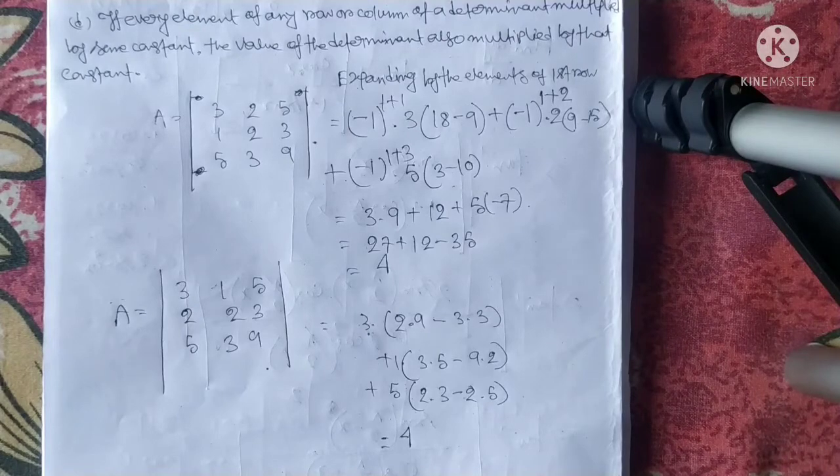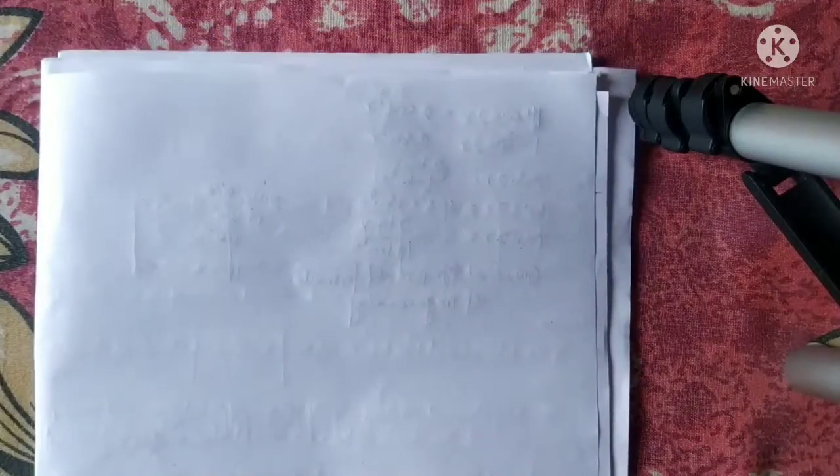The second property is that the interchange of any two columns or any two rows of a determinant changes the sign of the determinant without altering its numerical value. What it means is, let us take an example again.